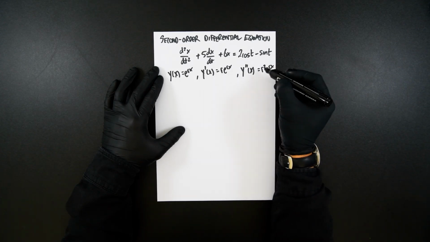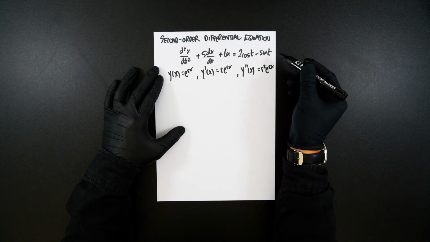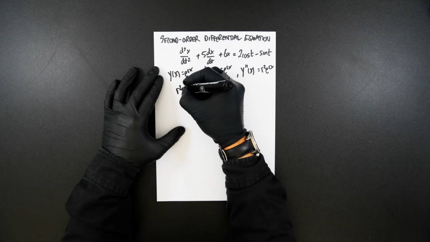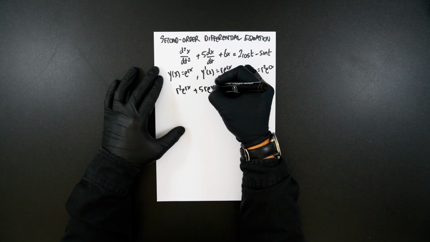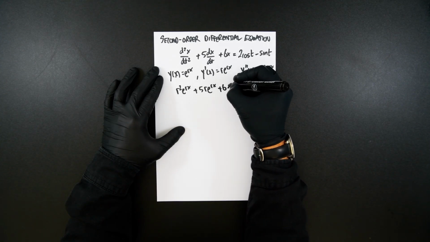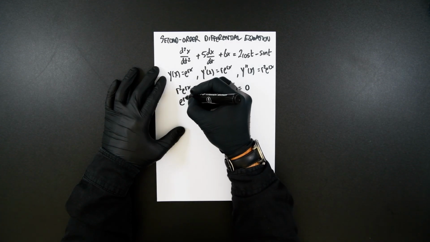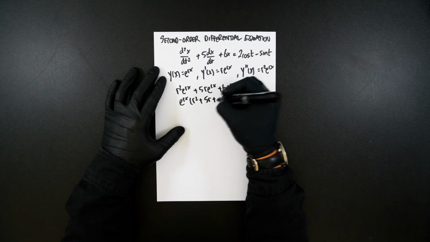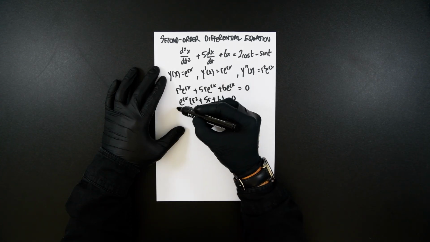Let's now take each of these, substitute them in here, and make it equal to 0, because we're only going to be looking at the homogeneous part first. So you're going to get r squared e to the rx plus 5re to the rx plus 6e to the rx, and make that equal to 0. Let's divide both sides by e to the rx. So you're going to get r squared plus 5r plus 6, which equals 0.